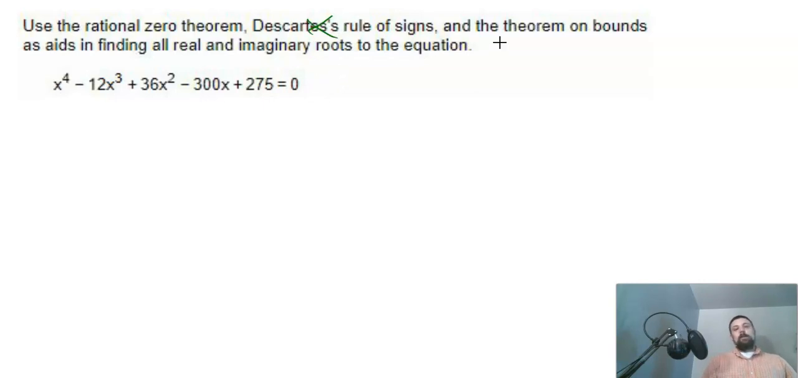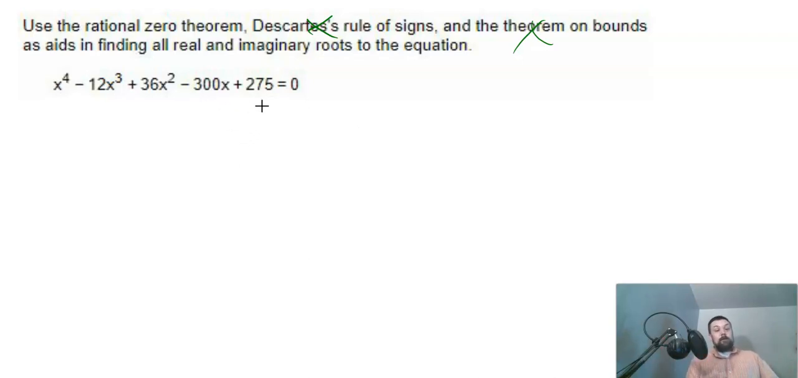Descartes' rule of signs we didn't bother with. Theorem on bounds we didn't bother with. And notice we didn't really need those for the last problem either. It would have been a waste of time for me to do Descartes' rule of signs and theorem on bounds because I guessed it right the first time, right? You can't get any quicker than that. So even with those, that would have just added more time to the problem. I was able to find it right away without those tools.